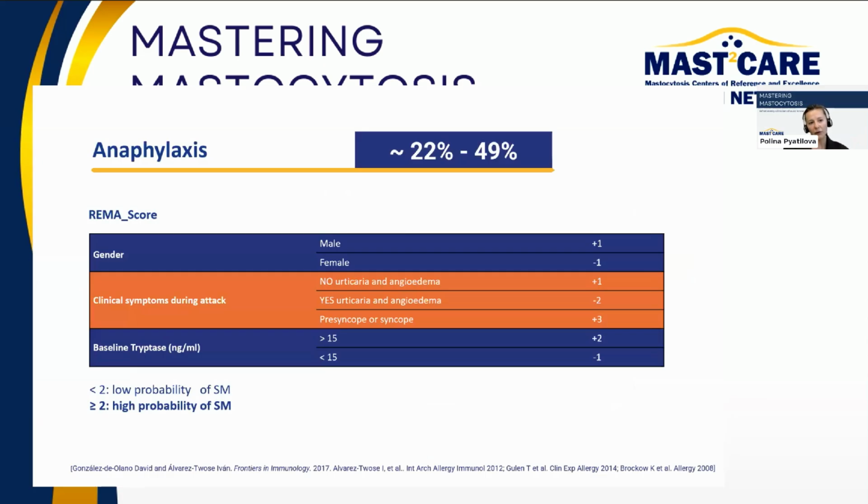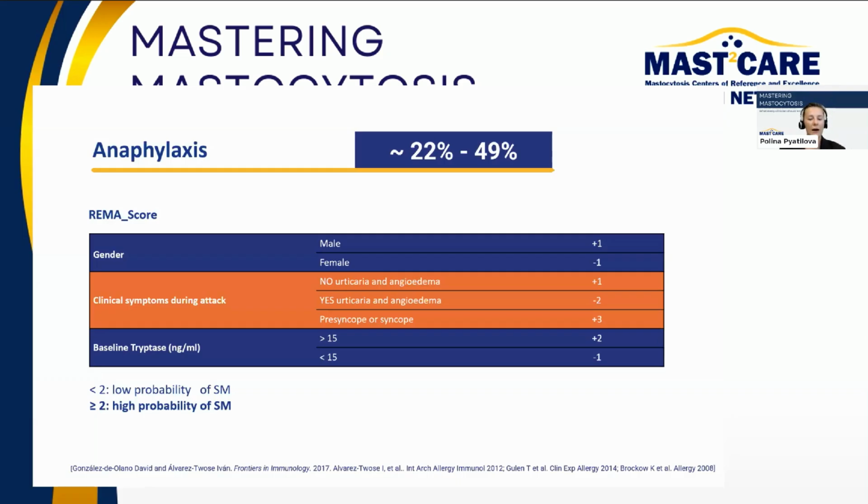The second feature I would love to focus on is anaphylaxis. In different studies, up to every second mastocytosis patient was having anaphylaxis. And just to focus, who are these? Not every anaphylaxis patient is a mastocytosis patient. And we have the score, which was developed by a Spanish group, which helps us to identify which patients need further investigation.